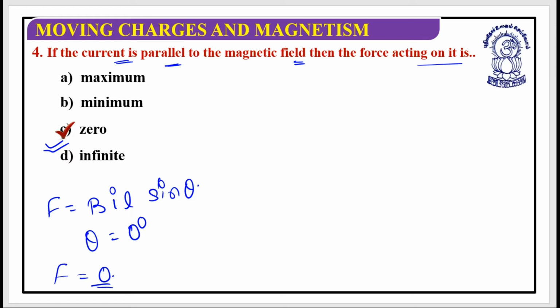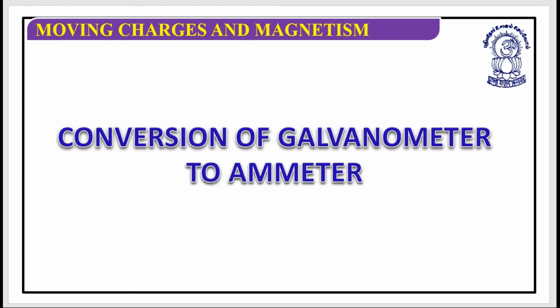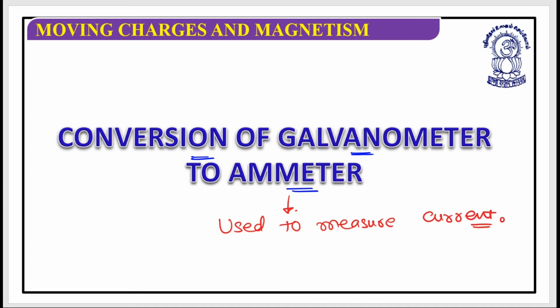Now we would have an answer to how we can convert a galvanometer to an ammeter. So first, what is an ammeter? As you have studied this in class 10, probably in class 9 too in certain syllabuses, an ammeter is a device which is used to measure current. That's why we are going to use the ammeter.